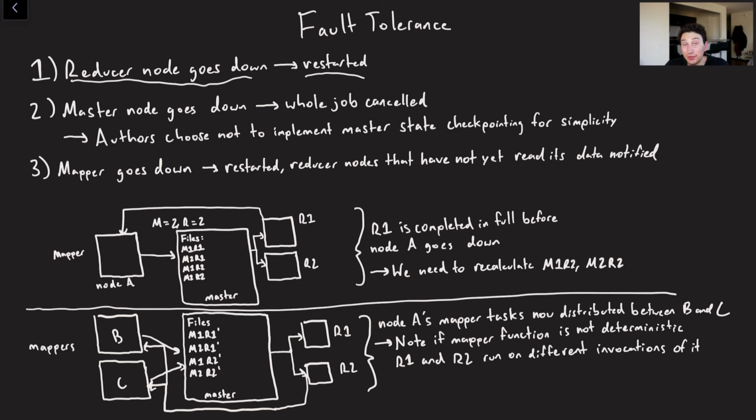Let's say that a master node goes down. This one is pretty problematic because even though Google admits in the paper, hey, maybe we could build some checkpointing into the master node itself so that we could easily restore state, they prefer to just cancel the whole job.